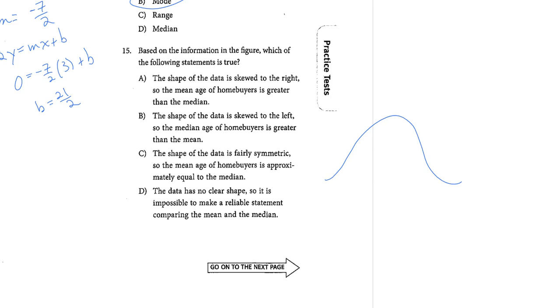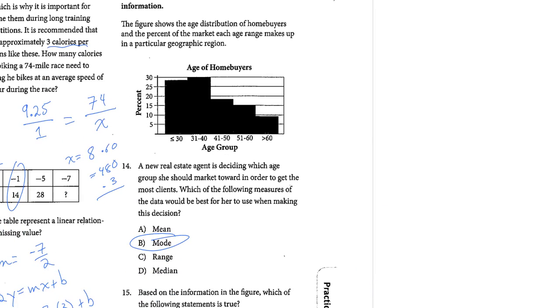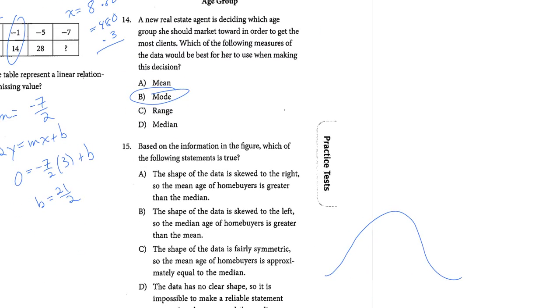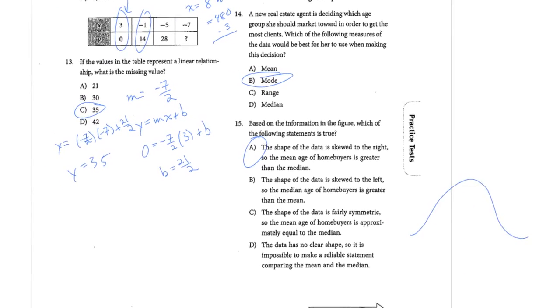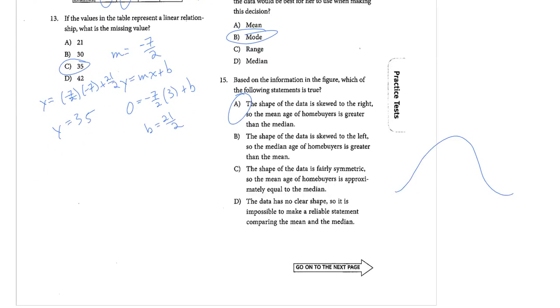The shape of the data is skewed to the left. Well, it's not skewed to the left. It's skewed to the right, because we think of opposites here. The majority of data is on our left, therefore we are skewed to the right. If it was the opposite shape, then it would be skewed to the left. So lastly, the shape of the data is skewed to the right. We already said that. So the mean age of the home buyers is greater than the median. That one is kind of tough to logic your way through if you haven't really talked about those graphs. But again, knowing the skew, and thinking of the opposite vocabulary, what skewed means, can get us through that.